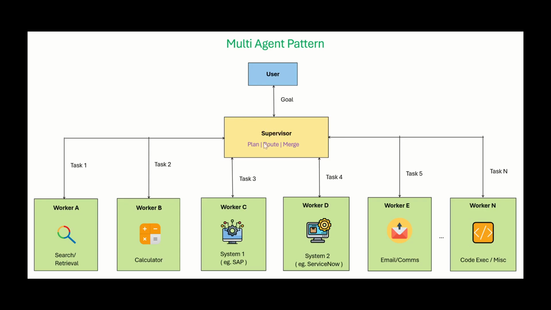The supervisor then plans and routes the tasks to the different agents. So worker A might be searching the data, worker B running those calculations, worker C talking to SAP, then worker D handling ServiceNow, worker E is writing the emails, and so on. Worker N is executing the code, and other workers are doing the work as assigned by the supervisor. Then all the results flow back to the supervisor, who checks and delivers the final answer back to the user.